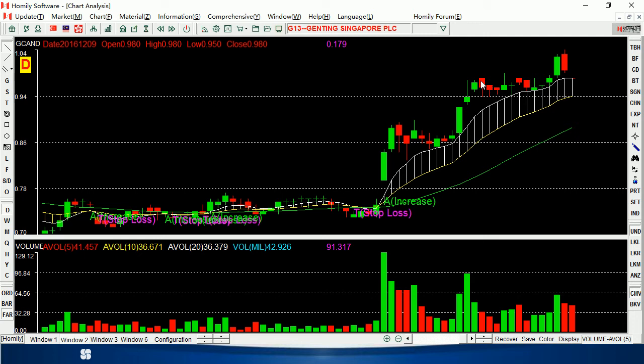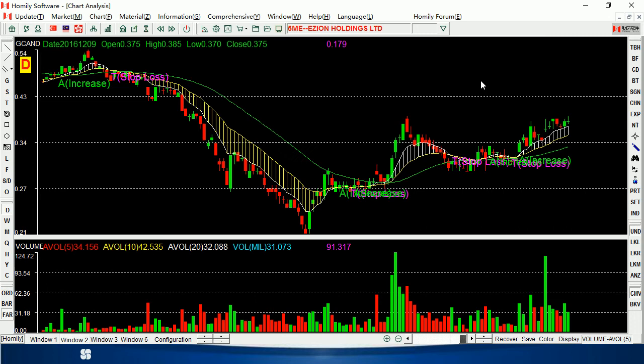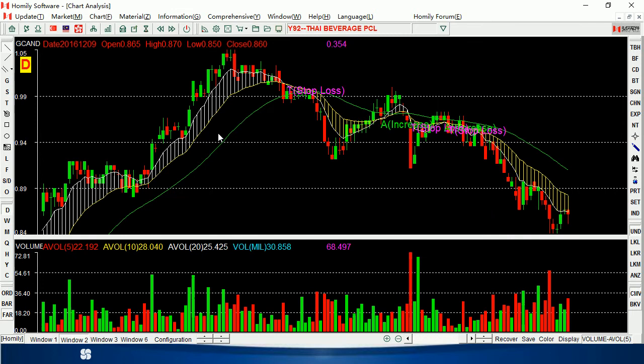Okay, then we can see this one. Medium term trend is good, okay? But later I will show you how to judge the short-term trend. So we can see here, is this share good or not? Downtrend, right? Because we can see here the green line is going from up to down, okay? So this is a medium downtrend.